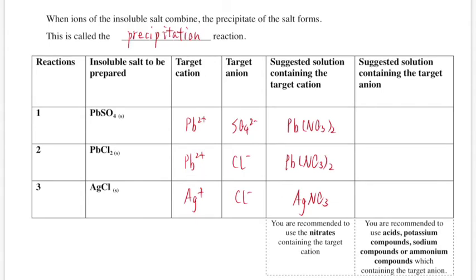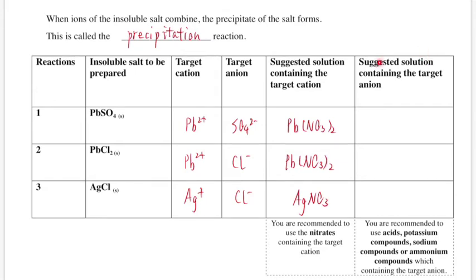Remember, in this part we are discussing one possible way to make it. It's not the only way, since there are other options of solution that contain the target cation. If you are really familiar with the solubility table, then you can choose other compounds. But to save time, or to begin with, I would suggest you use the target cation with nitrate as the solution for making the insoluble salt.